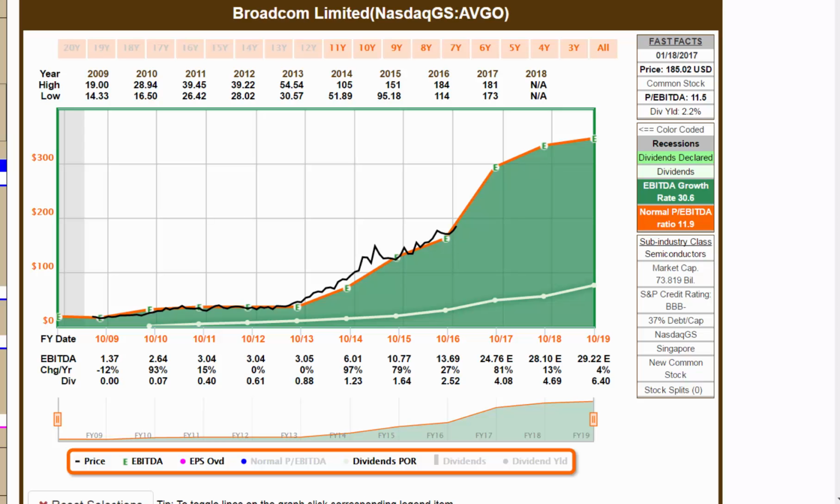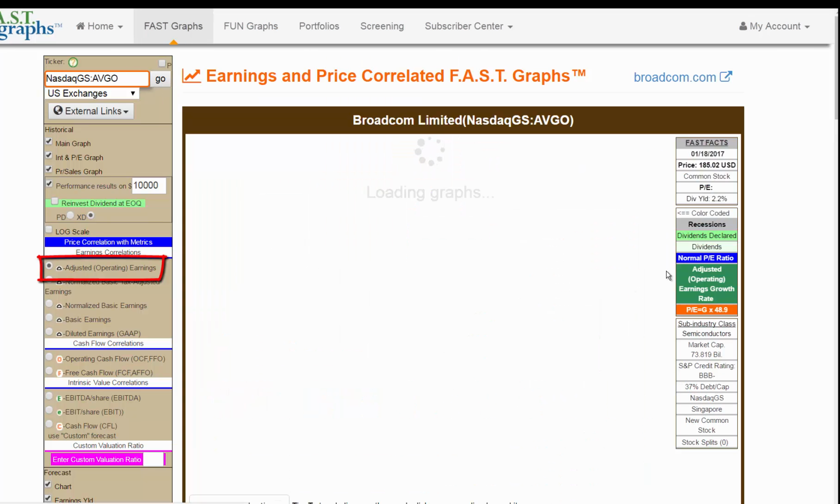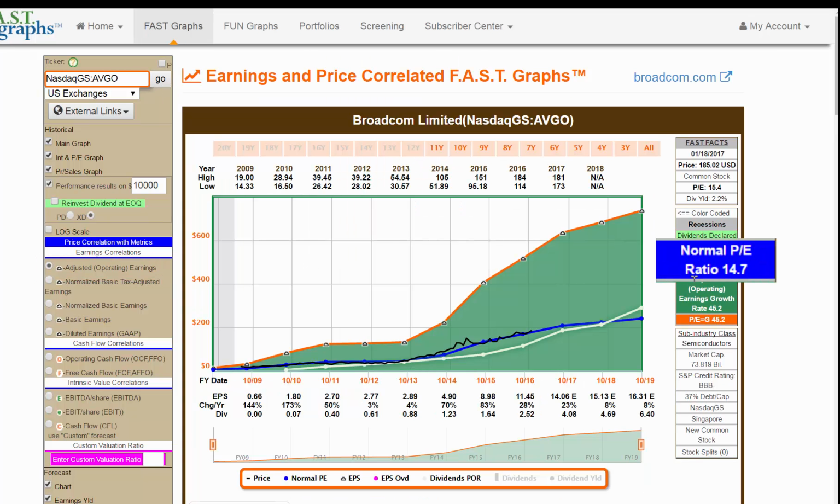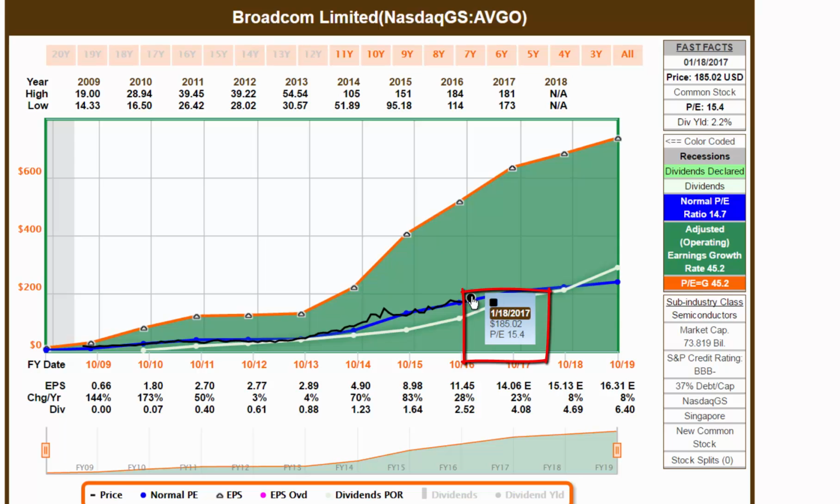So in order to summarize what I've looked at so far, when I look at EBITDA, the company is trading at about 11.5 times EBITDA, which is historically normal, which would indicate sound valuation when you're looking at it from the perspective of EBITDA. If I go back to adjusted operating earnings, we see that the normal PE ratio on adjusted operating earnings has been somewhere between 14 and 15, and the company is trading at an operating earnings PE of 15.4. It's well within the sound valuation range there.